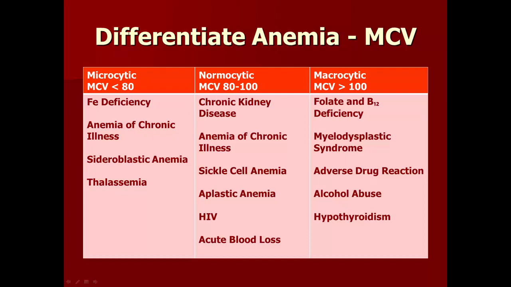Now, I also included this as a handout for you to download, because this is a great way to help you focus your thinking and also to differentiate the anemias by their mean corpuscular volume: microcytic, normocytic, and macrocytic. There is also a great table in your text, and it's table 29.2. Great table. I encourage you to take a look at that. But I hope this will help get you started.